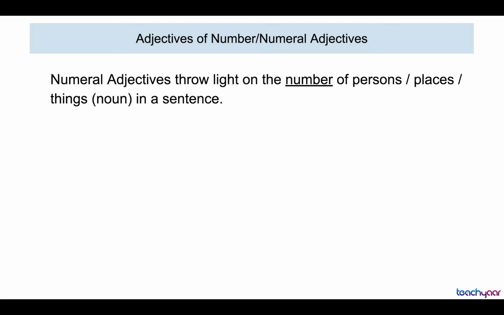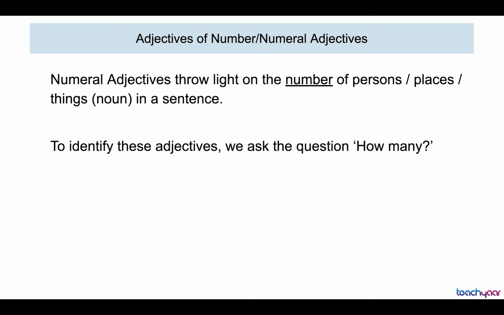Numeral adjectives throw light on the number of persons, places, or things in a sentence. That means they show the number of the noun in a sentence, how many. So, to identify these adjectives, the question we ask is, how many? Whether they are how many persons, places, or things, that is the question we need to ask to identify these adjectives. As we know, to identify adjectives of different kinds, or even when we identify subject, object, verb, we ask these small questions, which are very useful.